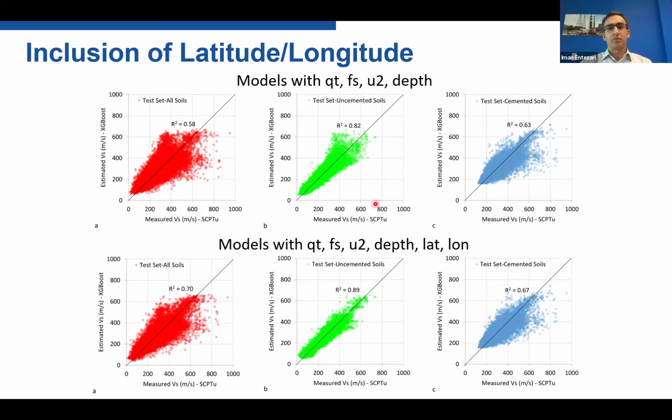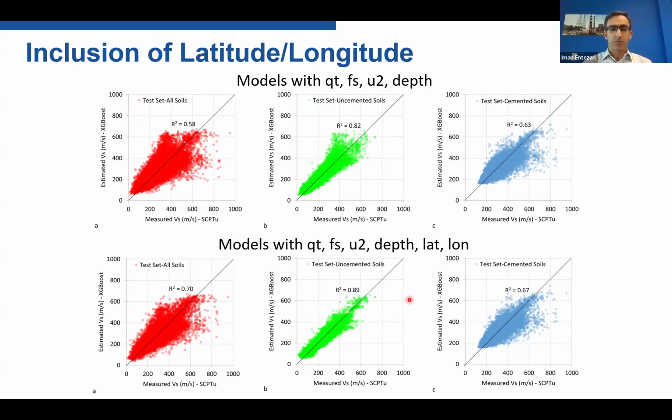So we noticed some marginal improvement overall. If we look at the uncemented soils, it's obvious that for some parts over here the model without latitude and longitude has some outliers or higher errors, but we get better performance once we include latitude and longitude. There are some considerations here. We can only use the models with latitude and longitude if we are testing in areas where we've been in the past, and we have training data from that specific location in our data set. Otherwise, if we go to a new location where we have never done testing, it doesn't make sense to use the model with latitude and longitude.